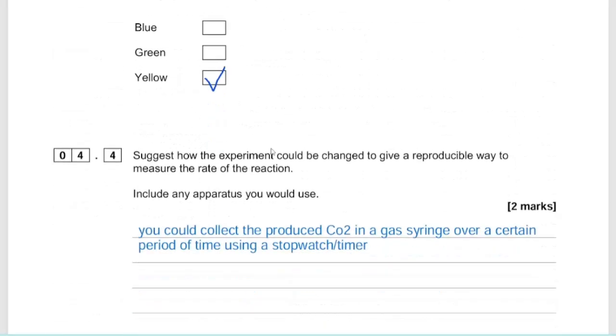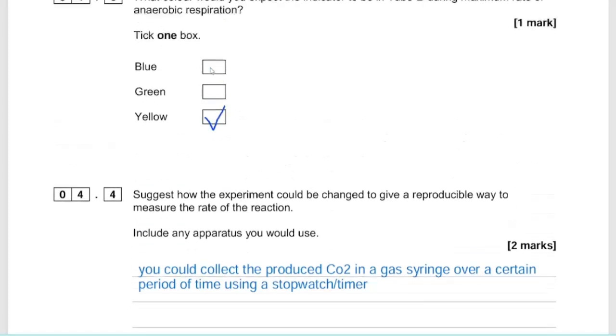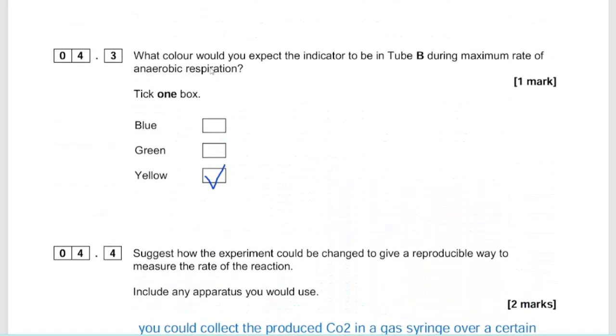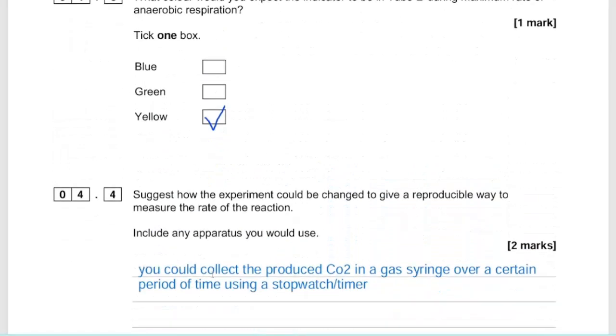Now, moving on. 4.4 suggests how the experiment could be changed to give a reproducible way to measure the rate of reaction. You could collect the produced CO2 in a gas syringe over a certain period of time using a stopwatch or a timer.